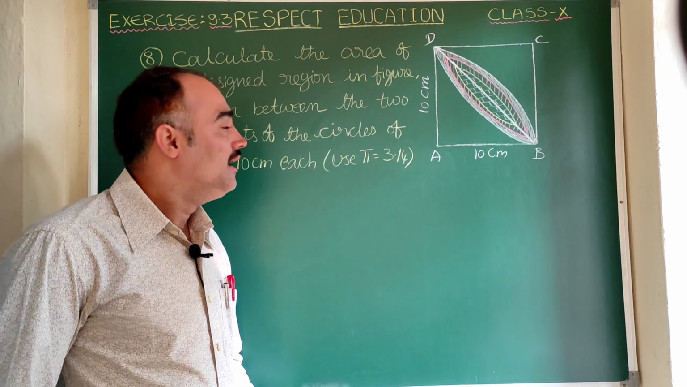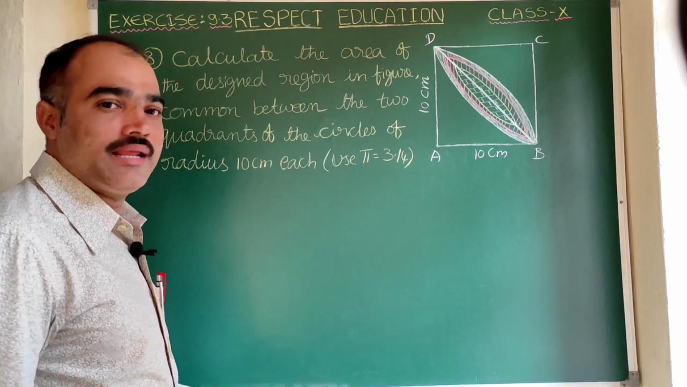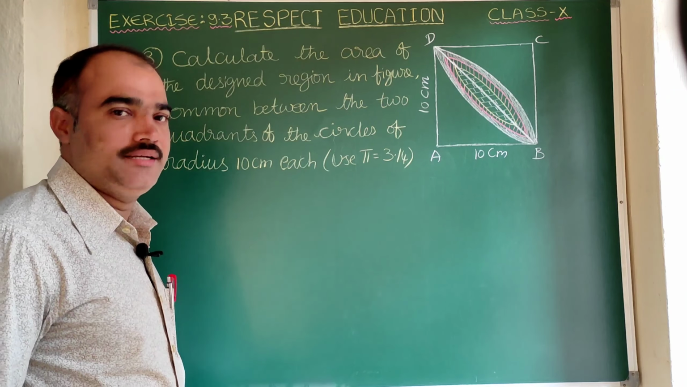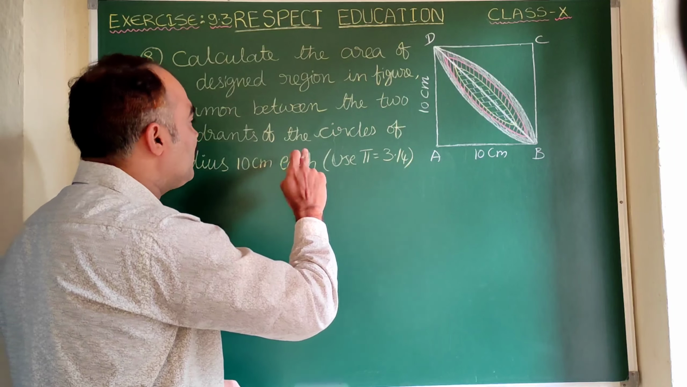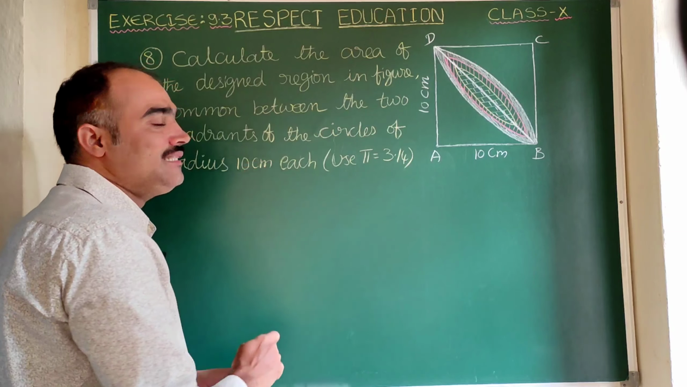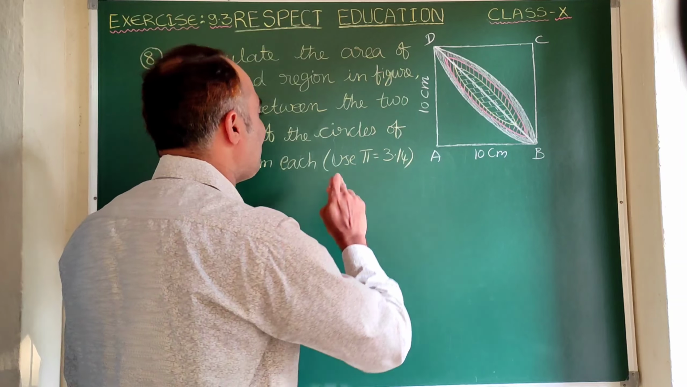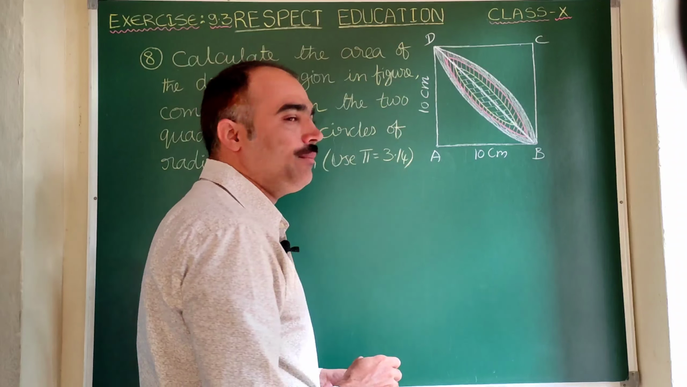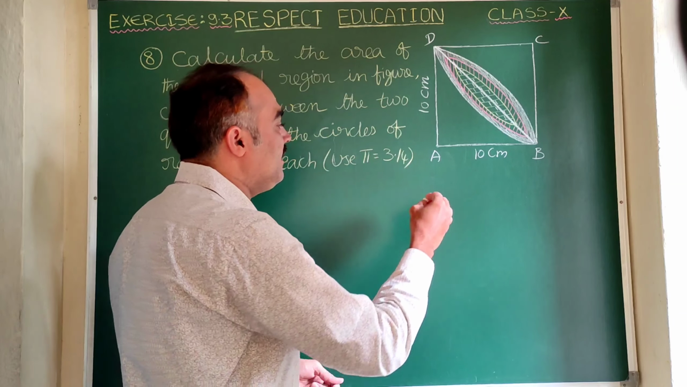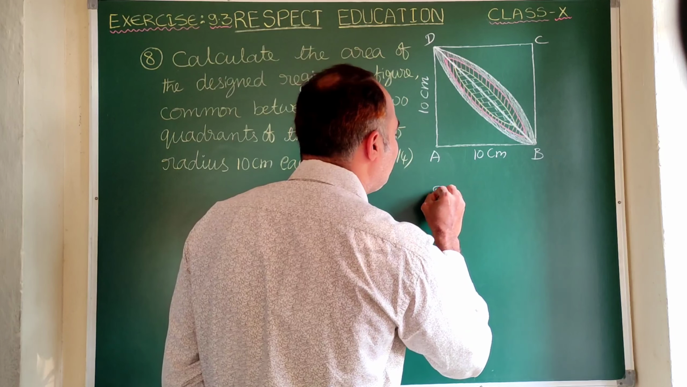Now let us see the next problem, that is problem number 8. Calculate the area of the designed region in the figure. This is the given figure in which this is the designed region. That region is common between the 2 quadrants of the circles of radius 10 centimeters each. Use pi equal to 3.14. Here let us start solving this problem.